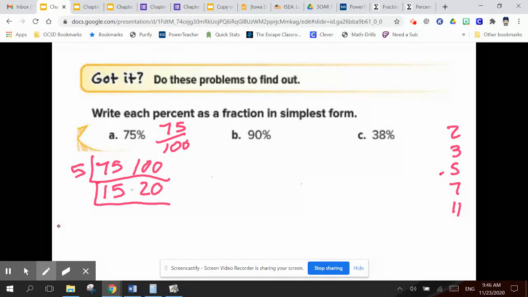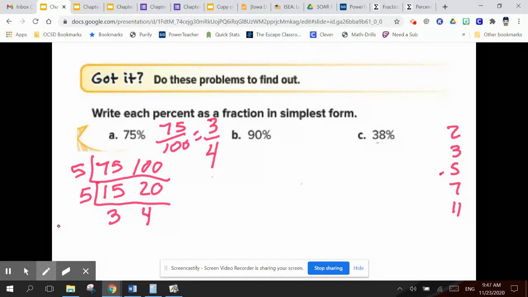Again, 15 and 20, I know that 5 is a factor of both of those. 5 times 3 is 15. 5 times 4 is 20. So our fraction of 75 over 100 is the same as 3/4.